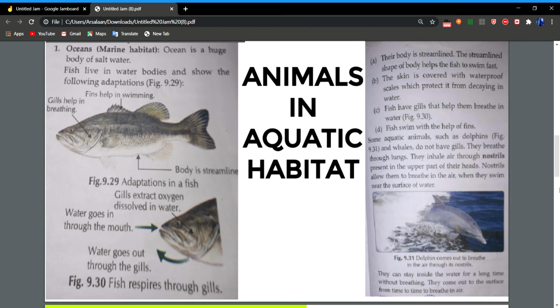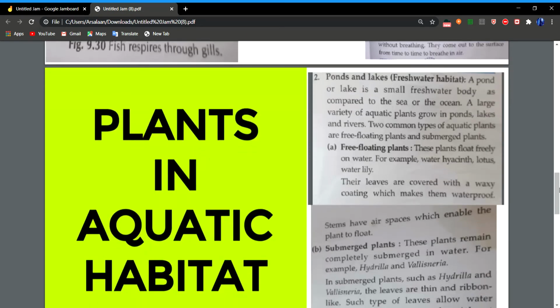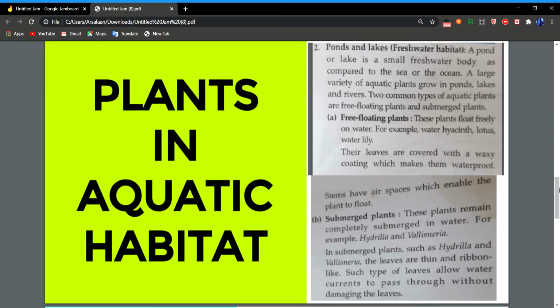Then there are some animals like octopus. They don't have a streamlined body. So how do they survive? They stay near the seabed, deeper in the oceans, to avoid resistance offered by the sea waves. Then we shall discuss the pond and lake habitat, the freshwater habitat.